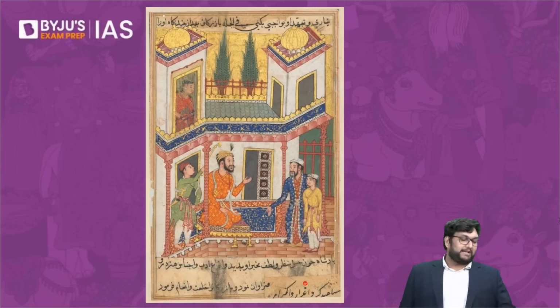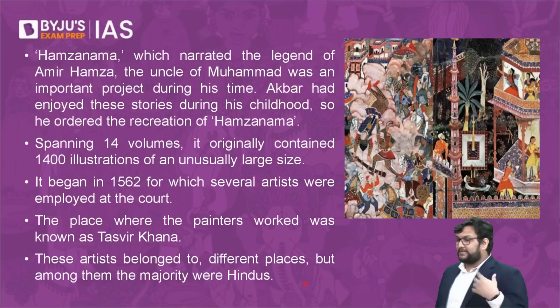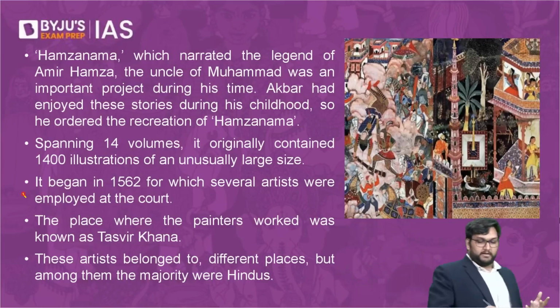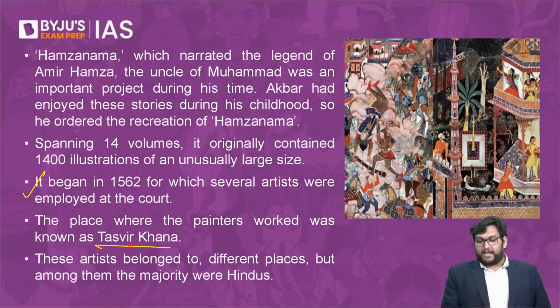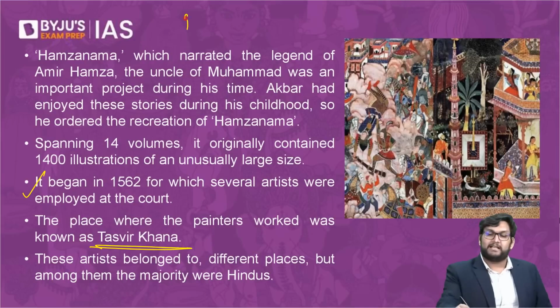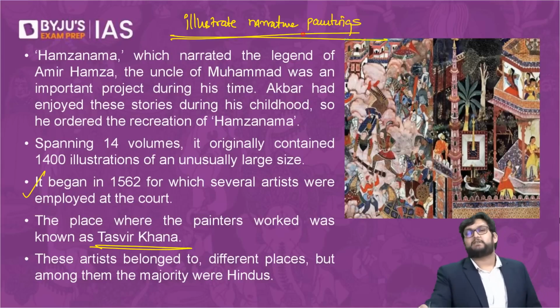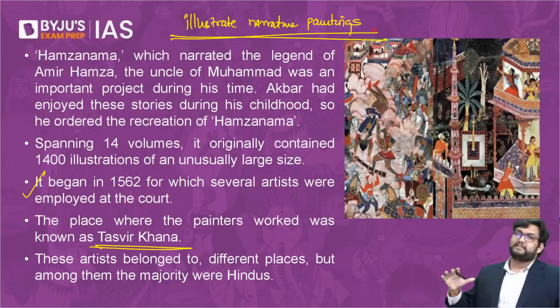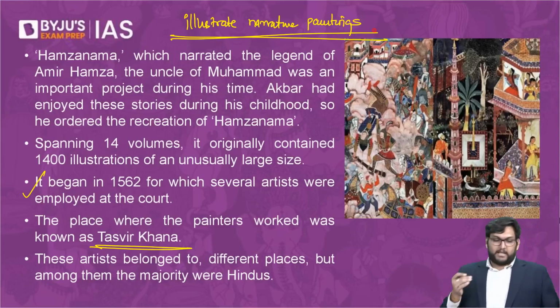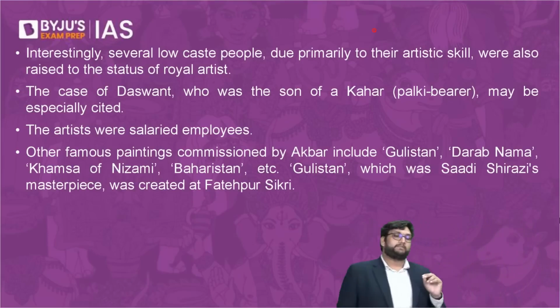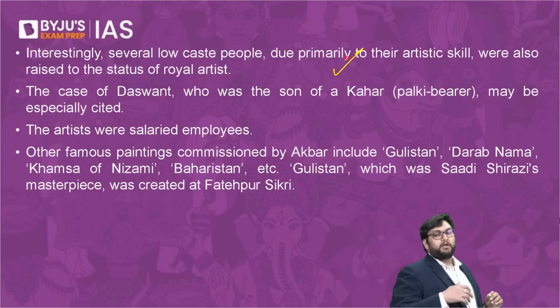So what Akbar does through commissioning Hamza Nama, which is 1400 illustrations, and different other texts which were produced as images, is called illustrated narrative painting. And basically, this is the term for comic books. Basically, you want to represent a story in images. And the majority of his painters come from a low caste background.